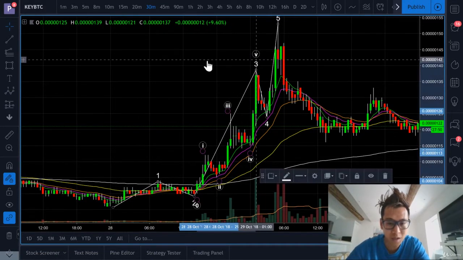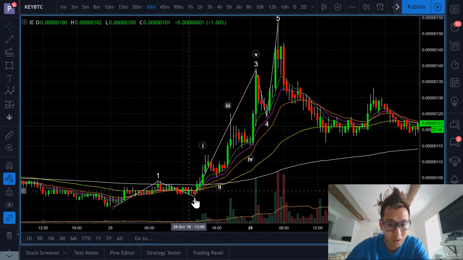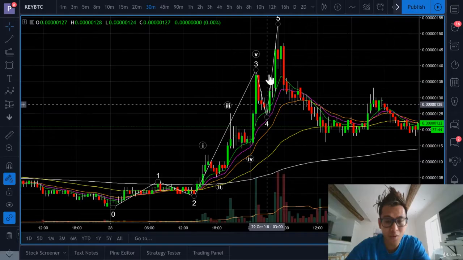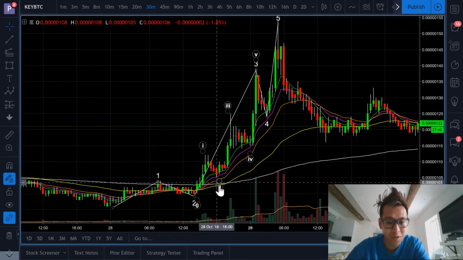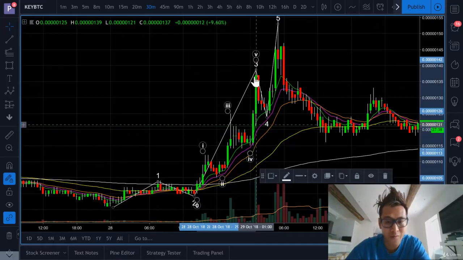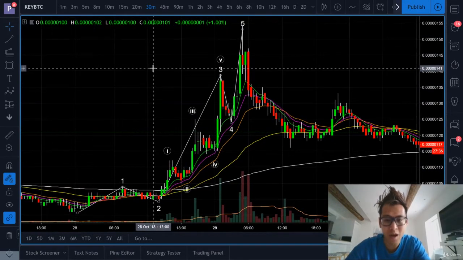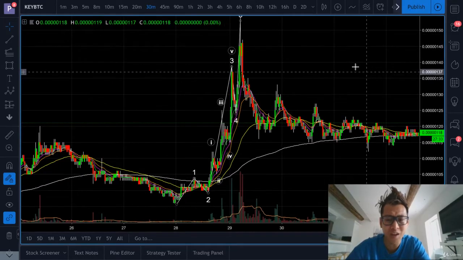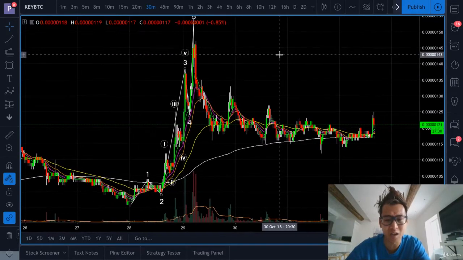Now, doesn't this make a lot more sense? 1, 2, and that makes the big 3. This makes 4, that makes 5. And now this is making a 1, 2, 3, 4, and 5 going upwards. And then now that that is done, we want to look for some sort of ABC correction in here, right?